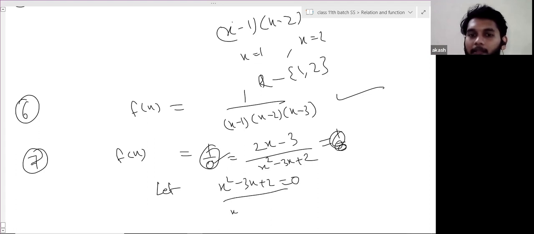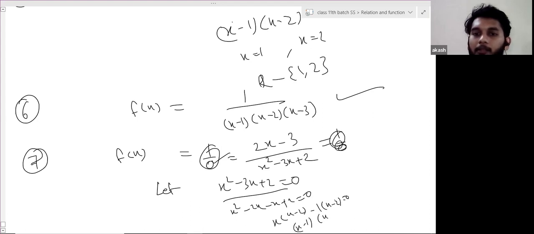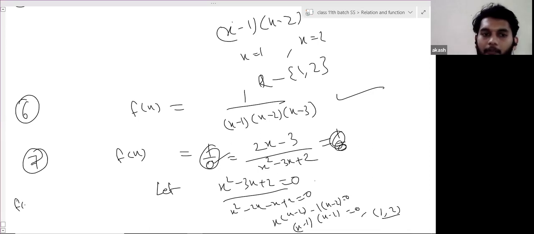Now you can factorize this. This is x square minus 2x minus x plus 2 equals to 0. So x minus 2 minus 1, x minus 2 equals to 0. So x minus 1 and x minus 2 equals to 0. So 1 and 2 are the values of x where this becomes 0. So how can we write? The function f of x gets real values for all x except 1 and 2. So the domain of this function will be R minus 1 and 2.